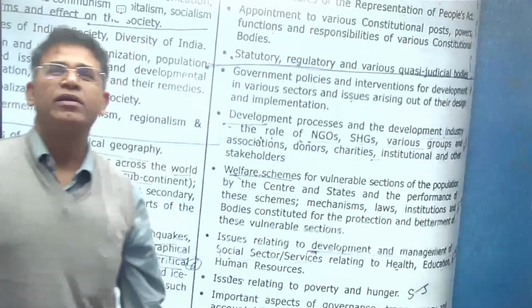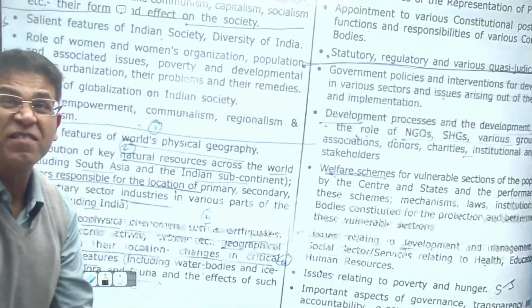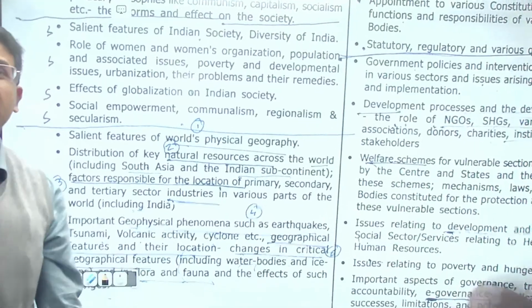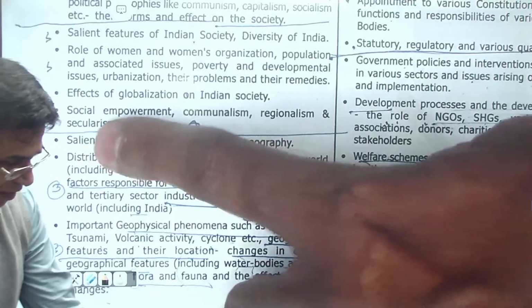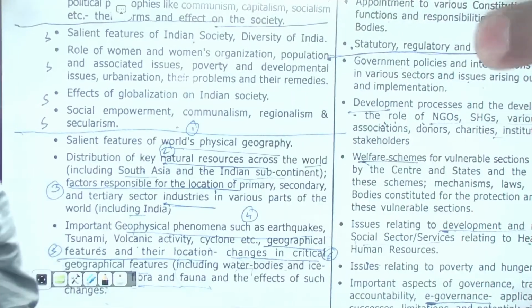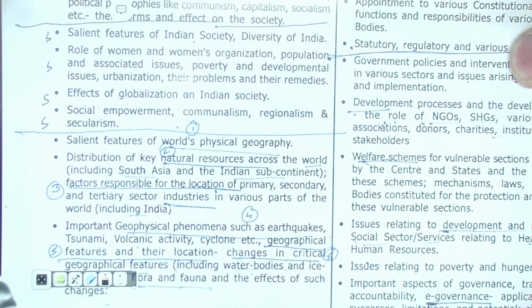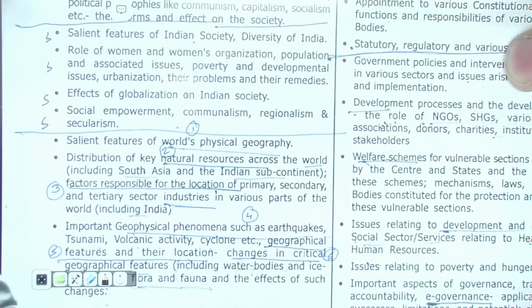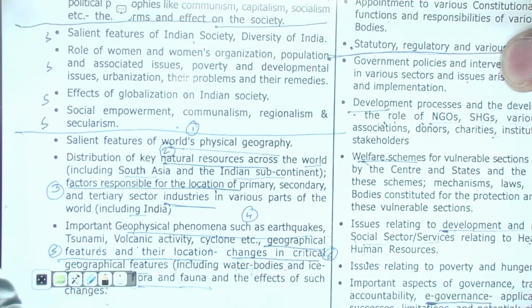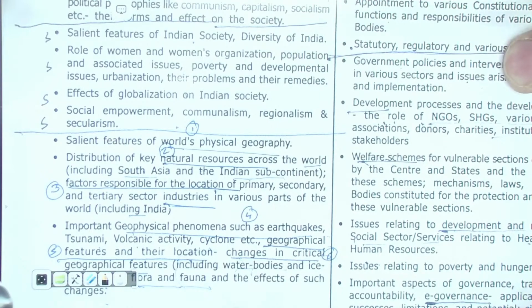Here we are. Do this. The syllabus reads as, these are the topics of geography in your paper 1. Salient features of world physical geography, distribution of natural resources across the world, and South Asia, Indian subcontinent to be more specific. Factors responsible for location of primary, secondary, and tertiary sector in various parts of the world, including India.